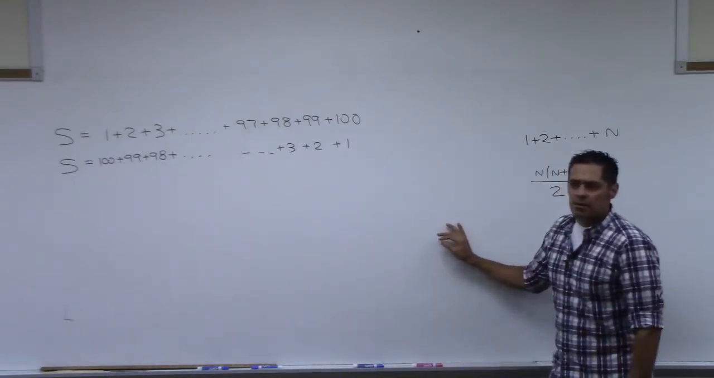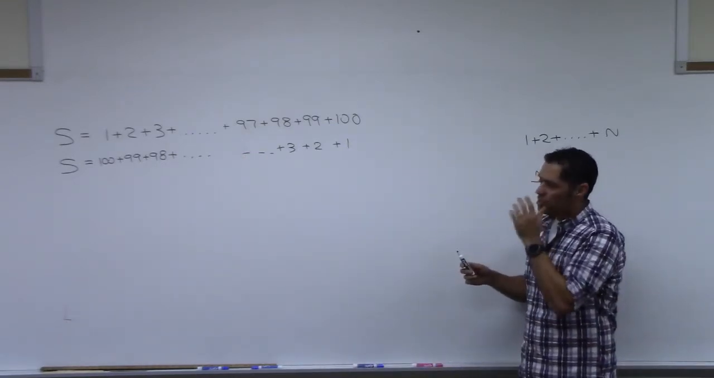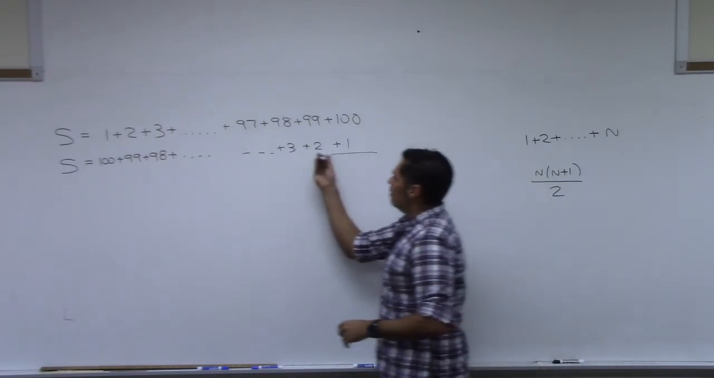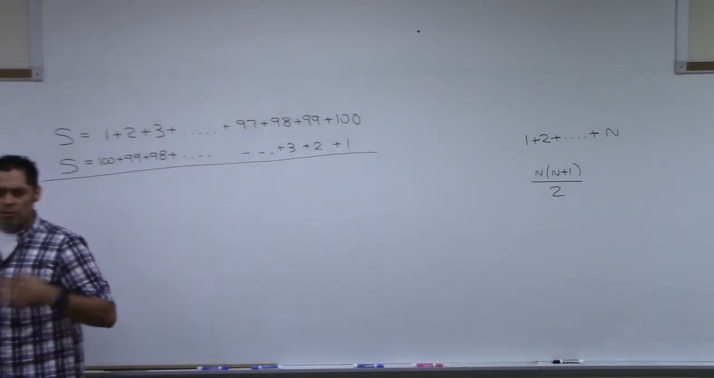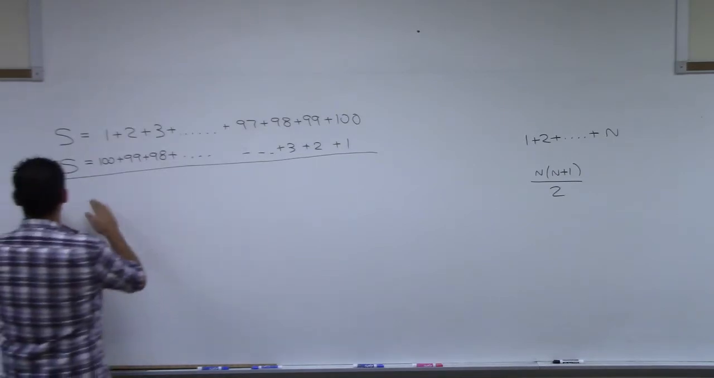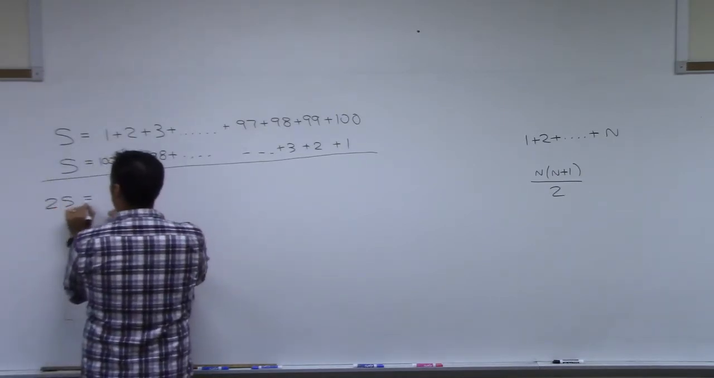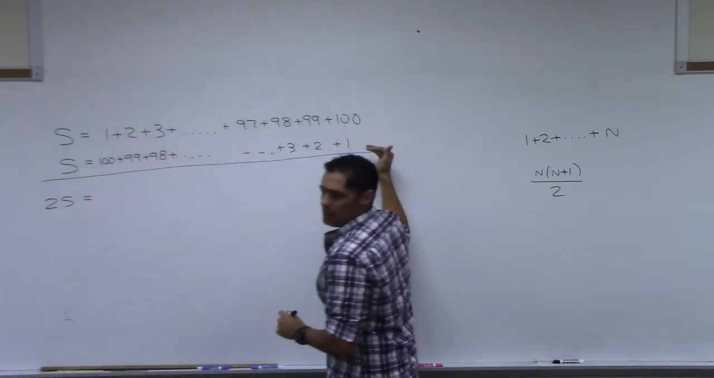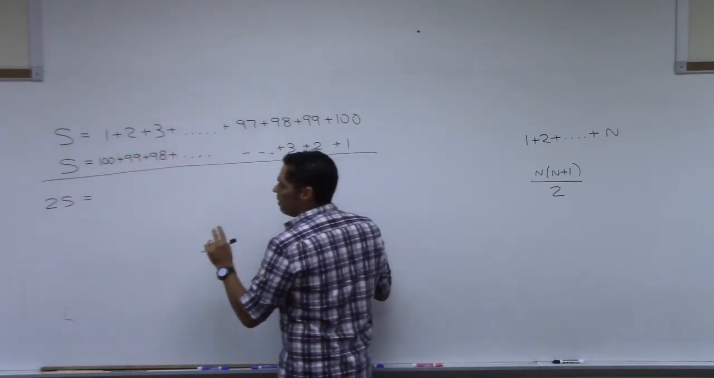Okay? So then he said, all right, I'm still trying to find S. What if I add these two rows straight down? What happens? So what's S plus S? Adding just two of them, right? Two S's? So this would be 2S. That should be equal to these two added together, right? Okay, so watch the way I'm going to add these.